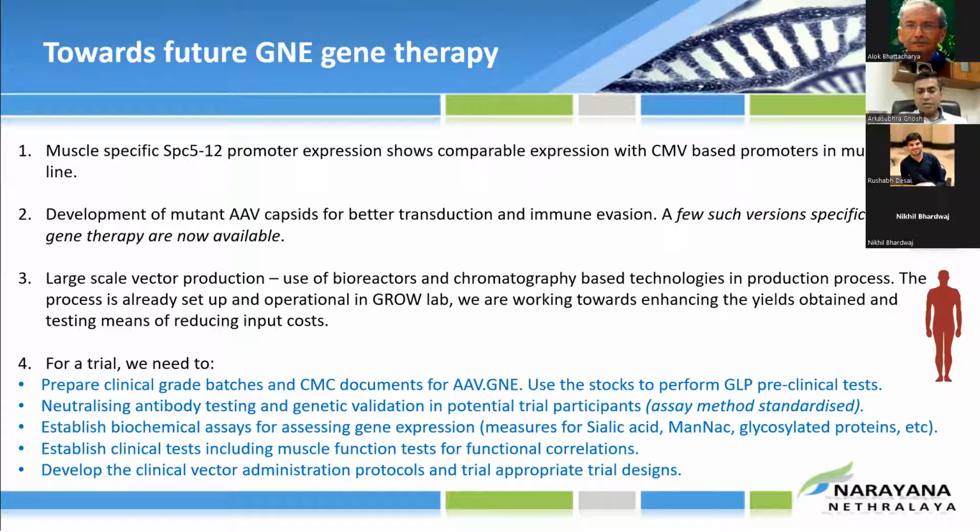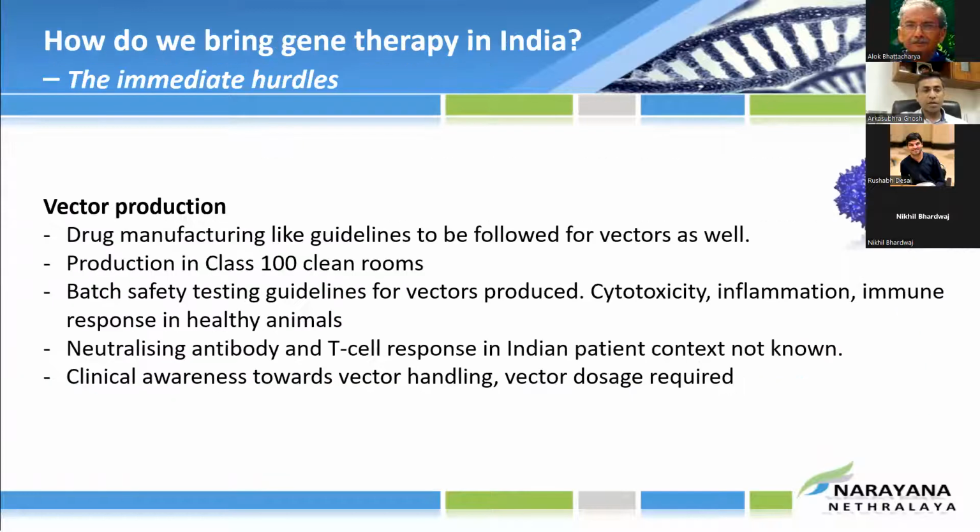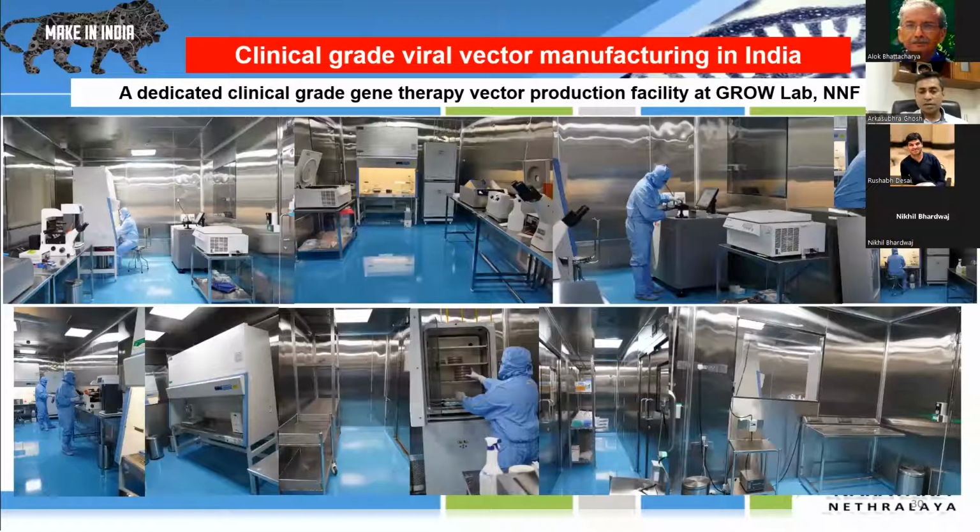And then finally, we need to develop in detail all the clinical vector administration protocols, which should be in line with the National Gene Therapy Guidelines. So for the vector production, like I pointed out, we have the clean rooms now, and these are photographs of the clean room and the operations. Currently, we are preparing to write our first clinical trial protocols.